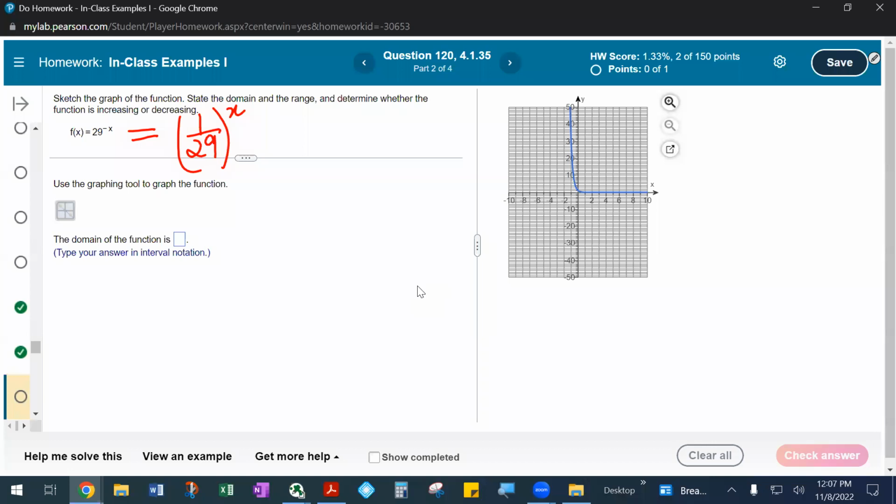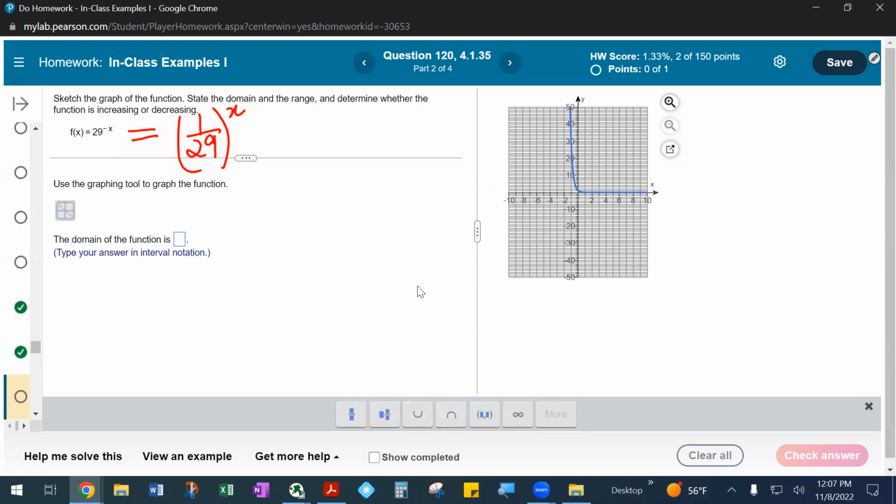and that's it. So just recognizing that base is really the crucial part. And you can see, all you have to do was change that base from e to 1/29, and we were good to go. And then it'll start asking us all the other questions. So this guy will be negative to positive infinity for the domain.